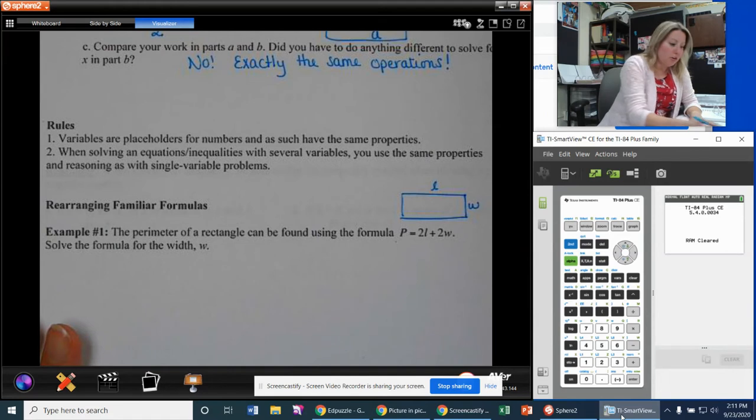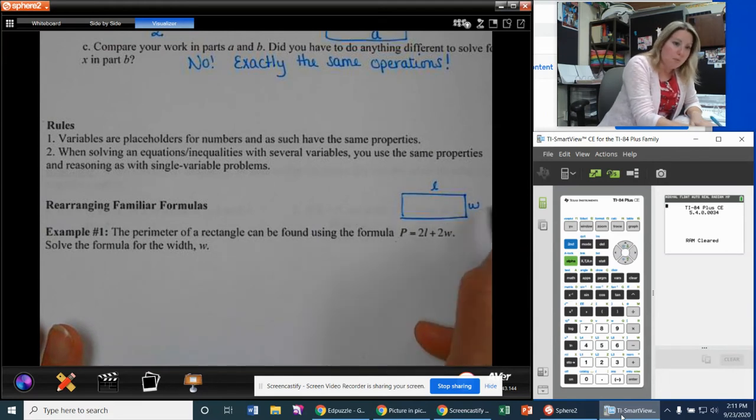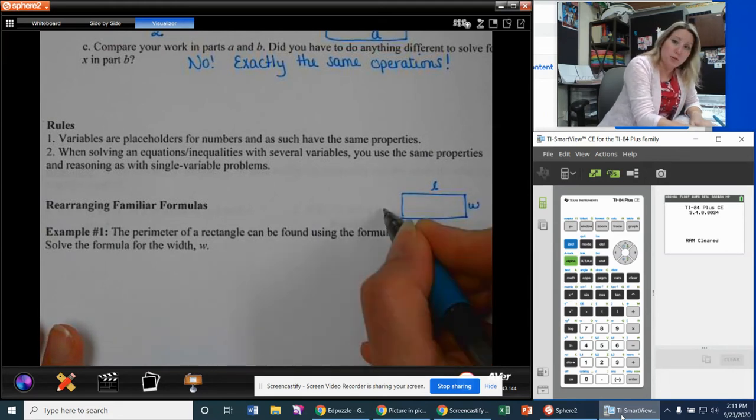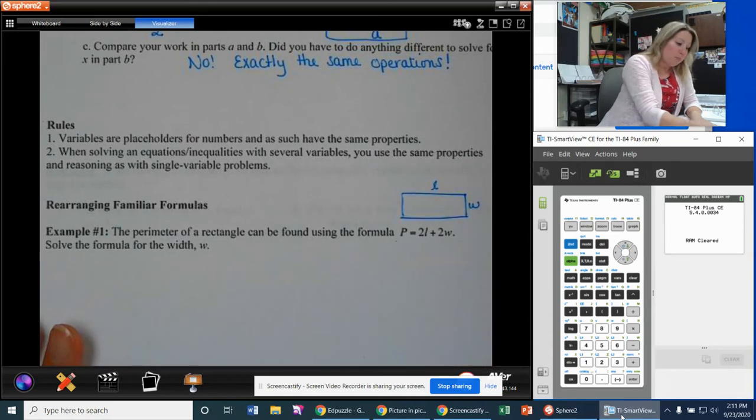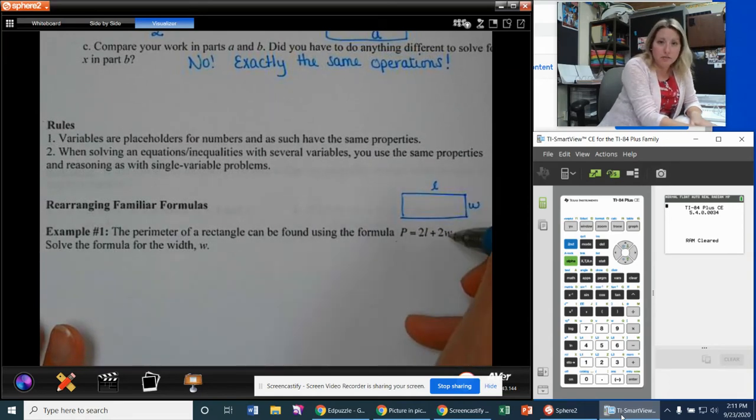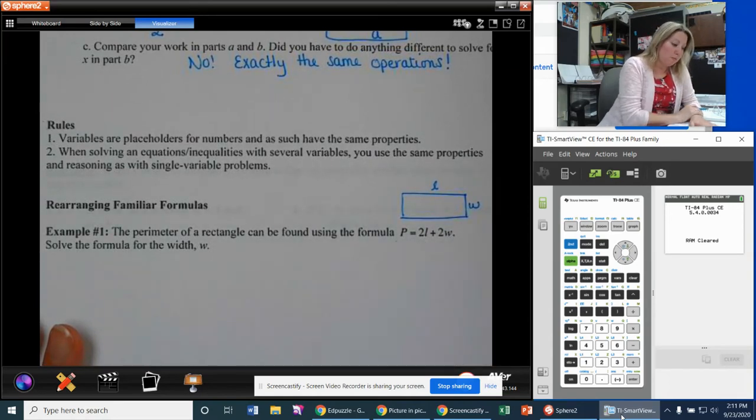How many lengths are there in a rectangle? Well, there's 2 of them. How many widths are there in a rectangle? Well, there's 2 of them. How do you find the perimeter of something? You add up all the outside sides. So there you go, 2L plus 2W.